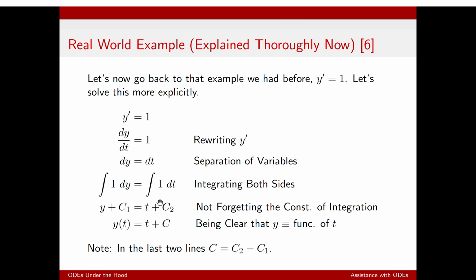Right? And then these two constants are sort of floating, but the nice part is if I take some random number and I add it or subtract it from another arbitrary number, that's just some number. So if we see c2 minus c1, if I move this over to this side of the equation, I can just replace that with c, because I just have constants being added or subtracted from each other. So this leads me to y of t equals t plus c. And again, being clear here to denote in the end that y is a function of t.